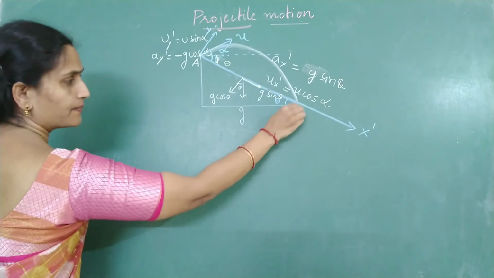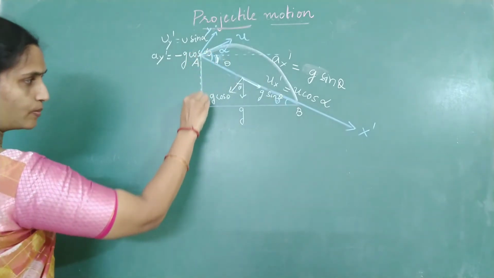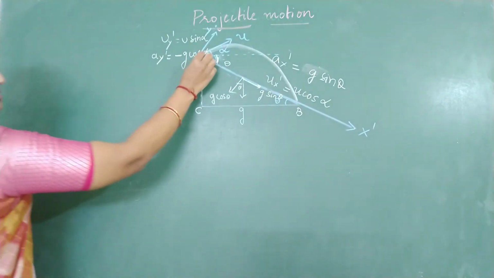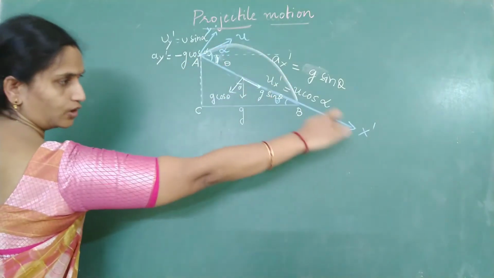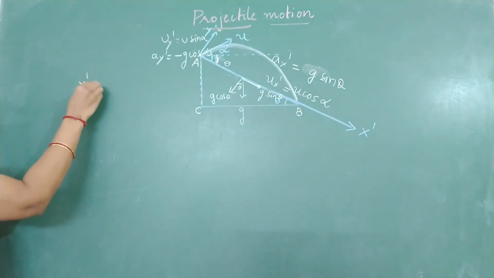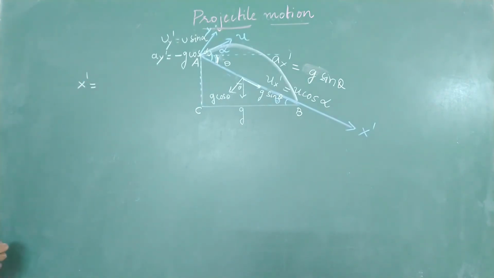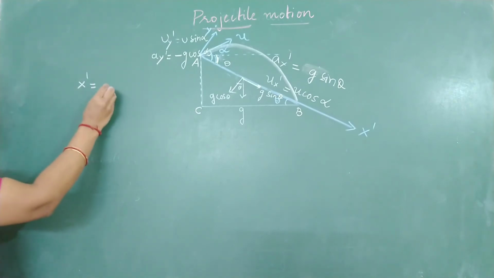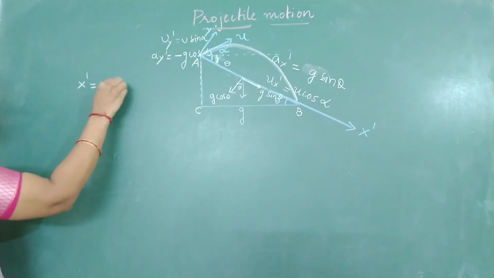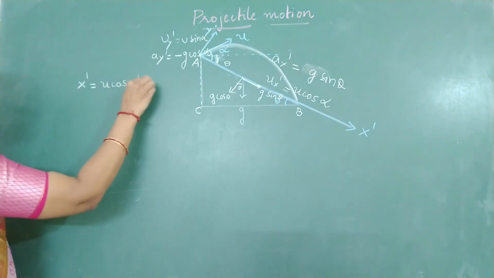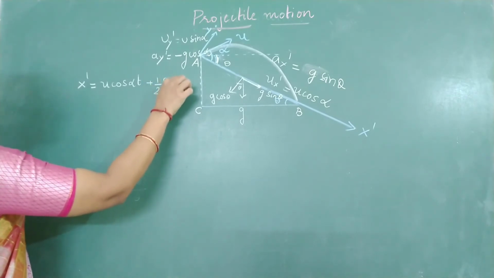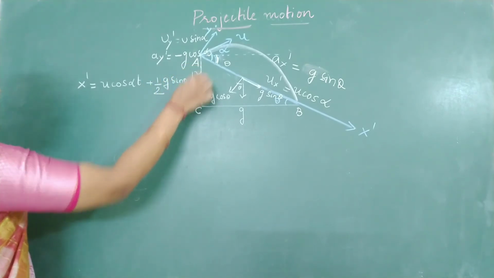Let this be A, B, drop a perpendicular. I'll call this C. Now this is the path followed by the particle along x dash. So find out its location. x dash equals ux t plus half g sin theta t square. So substitute these two values. You get u cos alpha t plus half g sin theta into t square.